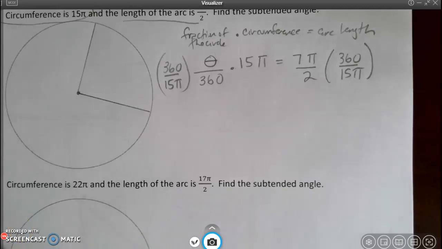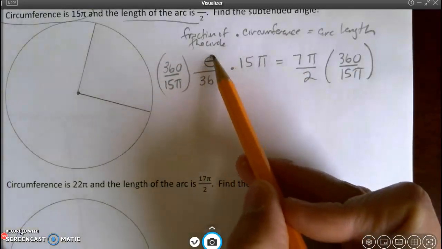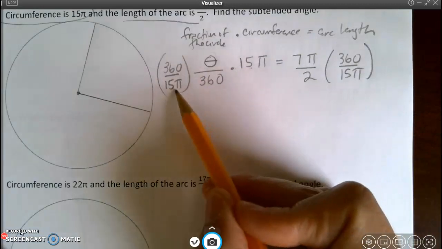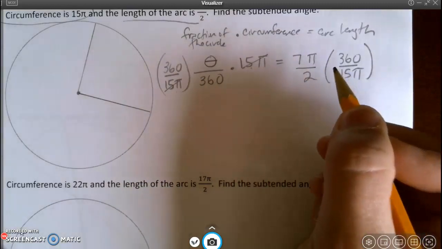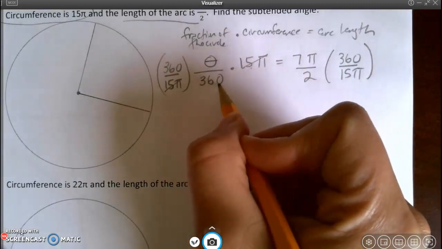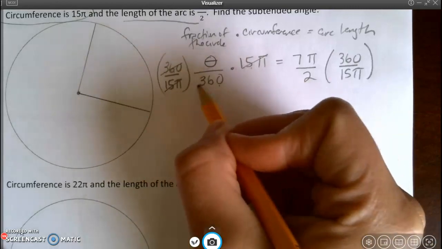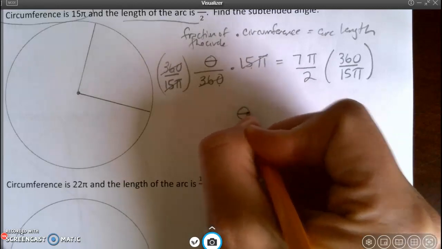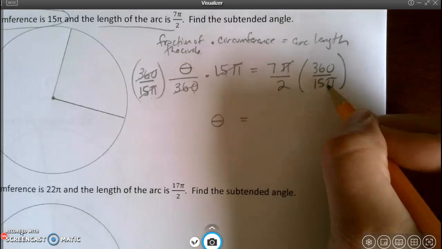In case you're wondering why I chose to multiply by 360 over 15 pi, since we're trying to get theta by itself, and the 15 pi is in the numerator, I had to put the 15 pi in the denominator so that it would cancel. And because there's a 360 in the denominator, I had to put it in the numerator so that they would cancel. And I would just be left with theta. On the right side, the pi's cancel.